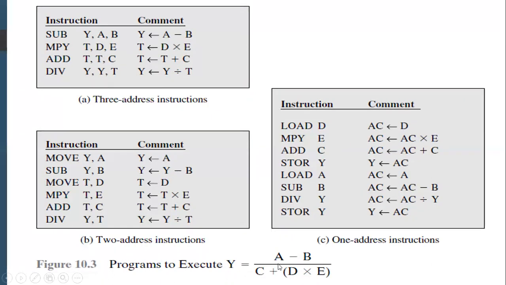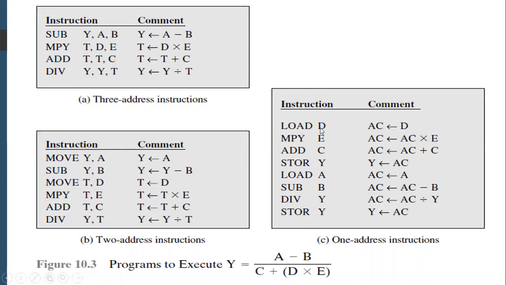First you have to subtract b from a, then you have to calculate the denominator. In the denominator you first have to perform this multiplication and then add this multiplication to this c, and after that you are going to divide this a minus b by the denominator. Let's see how it is implemented in this example. At first, we are starting from the denominator.